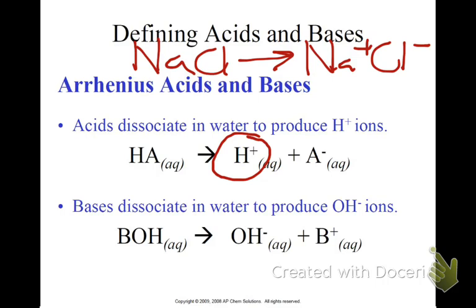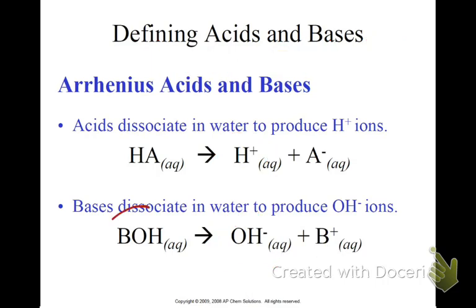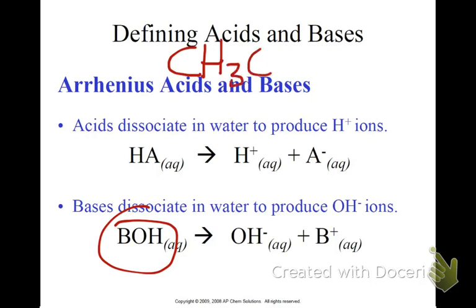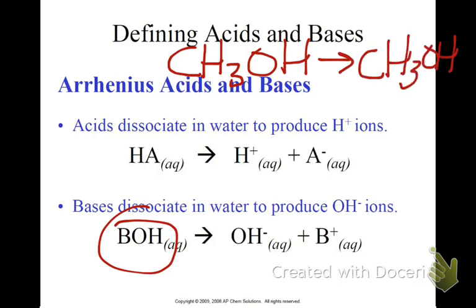And a base, on the other hand, is something that dissociates in water to produce hydroxide ions. So in this case, we're talking about BOH there. When it dissociates in water, it produces OH minus and B plus. So a trick with this, real quick, with bases especially: the OH does not always signify that it's basic. If you think of something like methanol, CH3OH, that is not a basic compound because when it dissolves in water, it stays CH3OH. It doesn't dissociate to produce those OH minuses. That is a key ingredient for bases.